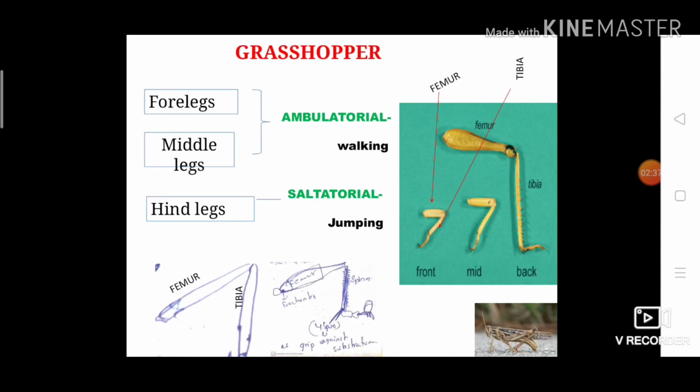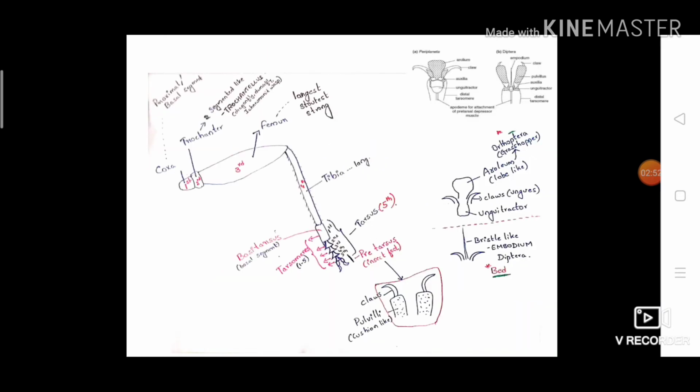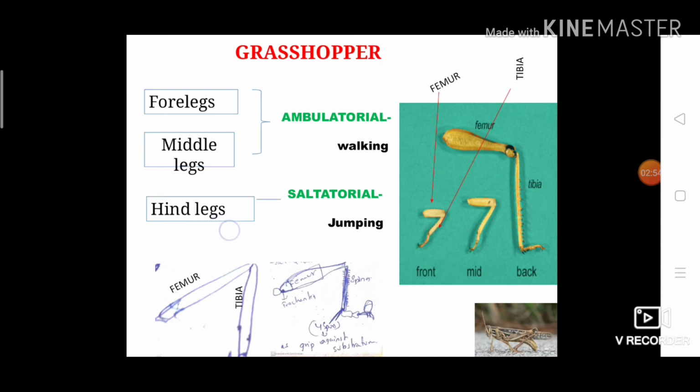So now we'll see the different leg modifications which are present in different insects. In the grasshopper, the forelegs and middle legs are modified into ambulatory legs, which are used for walking. And the hind legs are modified into saltatorial legs, which are useful for jumping. Here we can see in the front legs and middle legs, the femur and tibia are elongated. And in the hind leg, the femur is fused with the trochanter, and the tibia bears a row of spines in the ventral region.